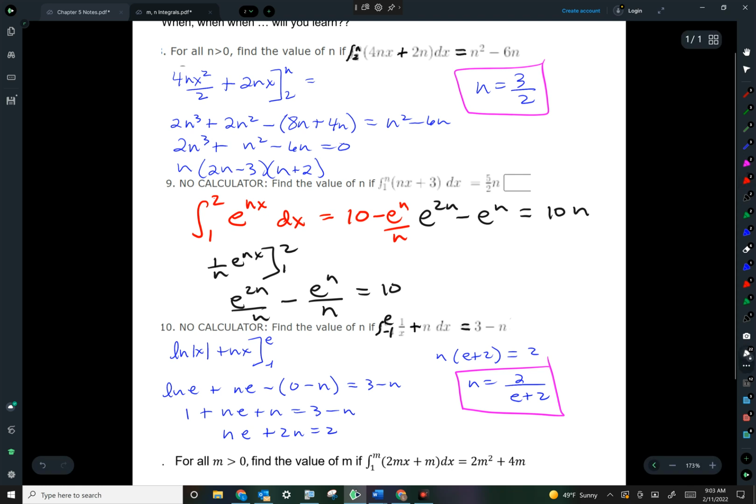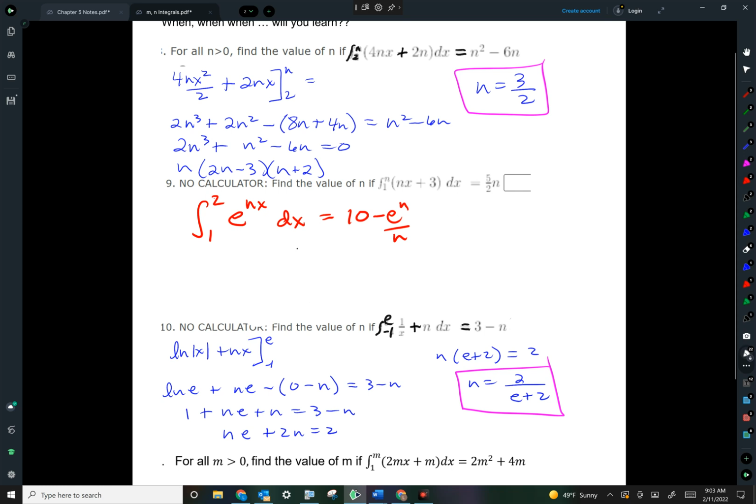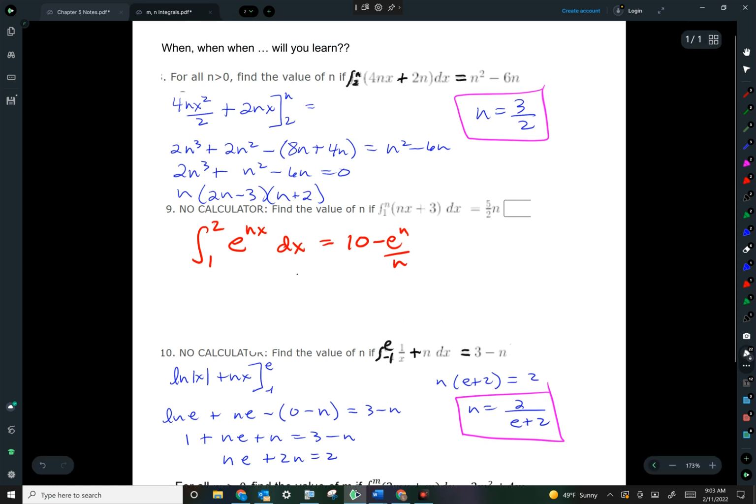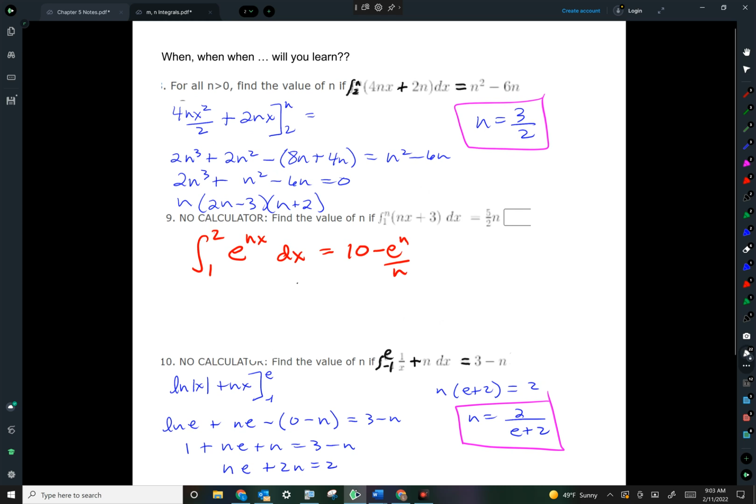Hey, you guys that are trying the new one that I made up, what if I just adjust it and put a minus e to the n over n at the end? I think that'll help.